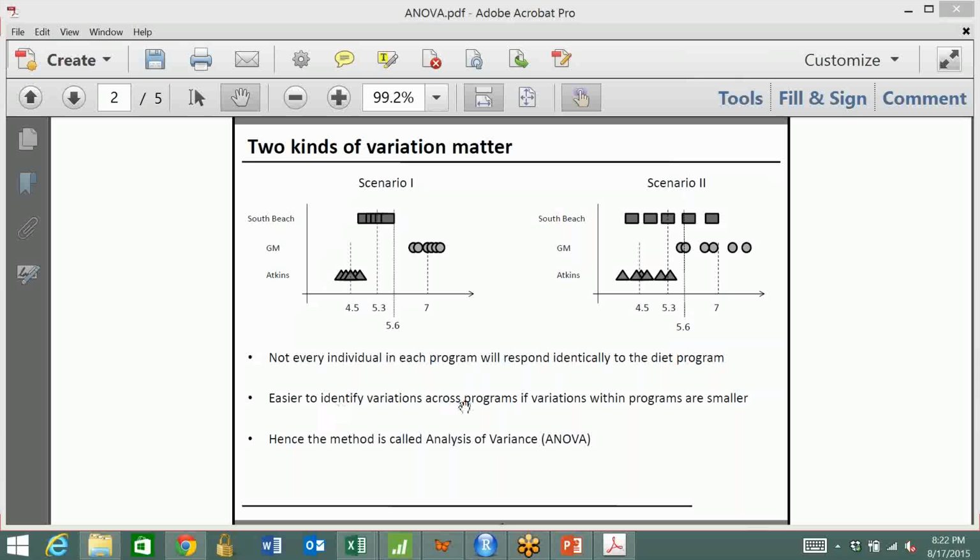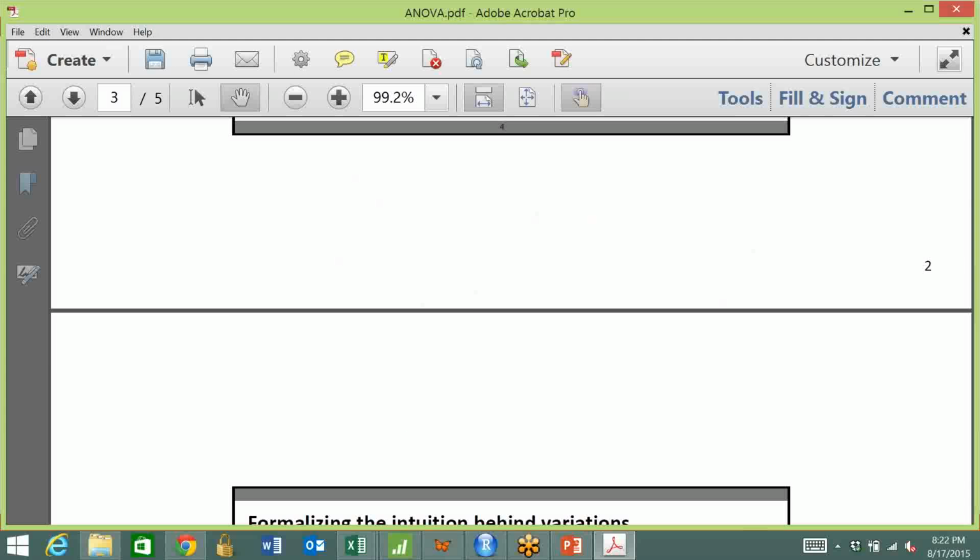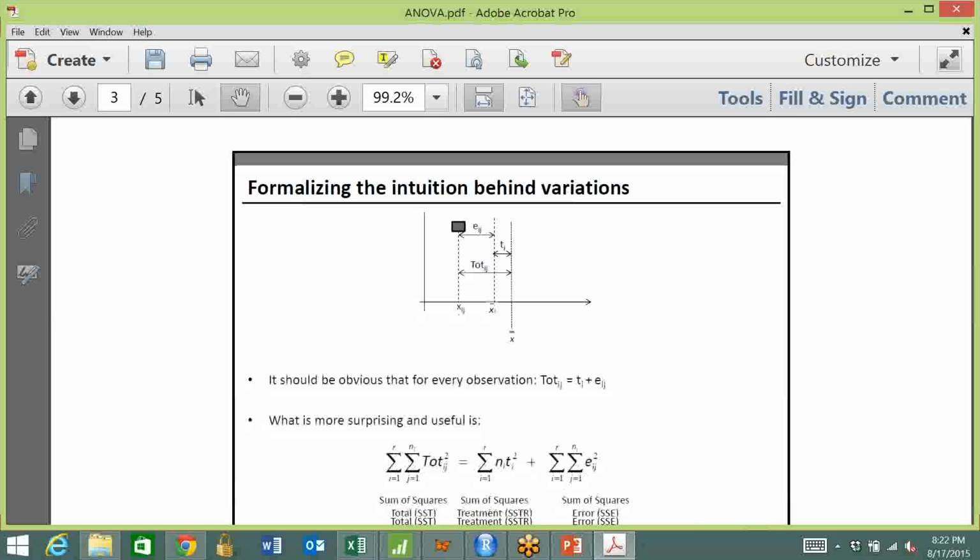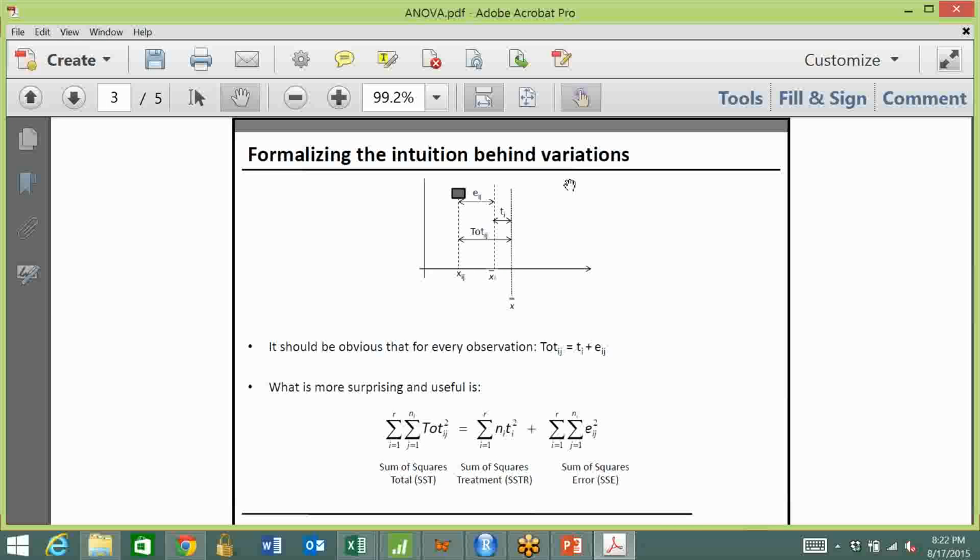It is easier to identify variation across programs if variations within programs are smaller. Hence, this method is called analysis of variance. Though you're dealing with the means, though you're comparing the means, you call this analysis of variance because you're dealing with the variance within group and across group. Now, that's the intuition, and then we are going to formalize now.